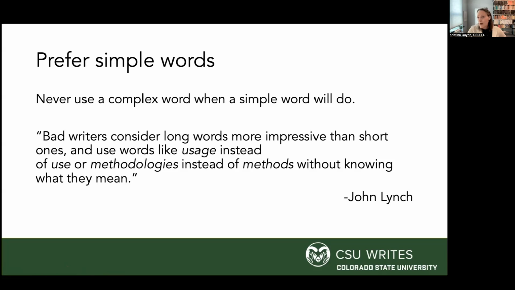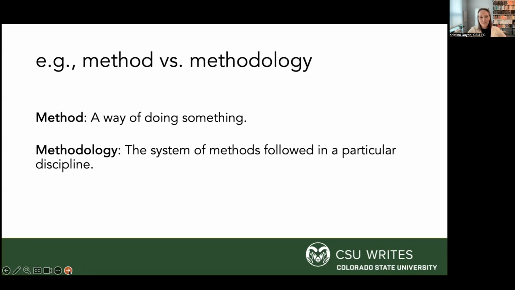It may be that you're talking about a methodology, which is much broader than your method, right? That kind of bigger umbrella under which your method might be fitting in one of a series of methods and the type of methods. But really, yeah, figure out what you mean and use that word. So a method is a way of doing things, but that methodology is that system that follows in a particular discipline.